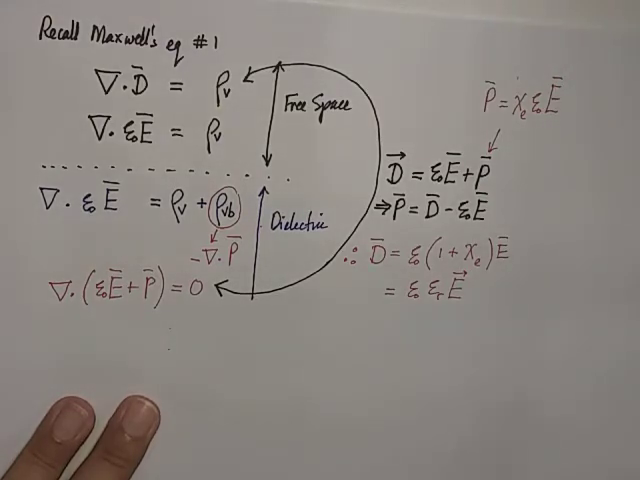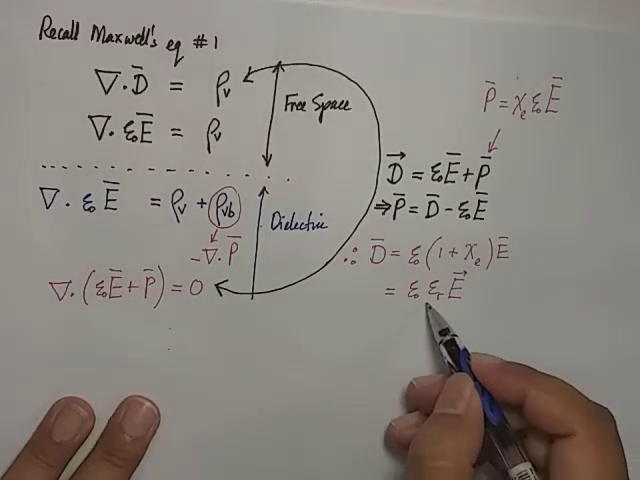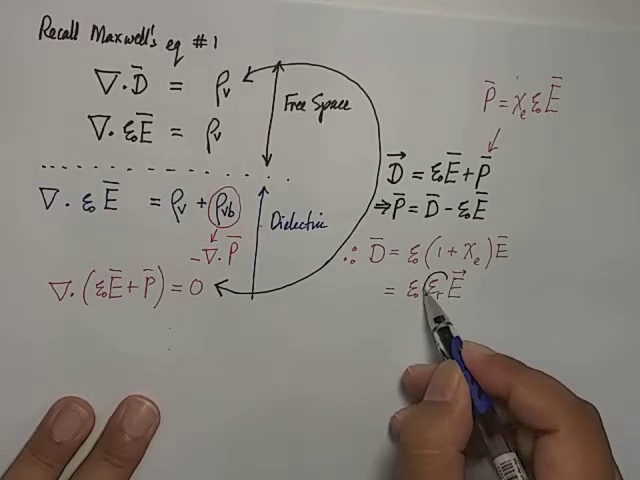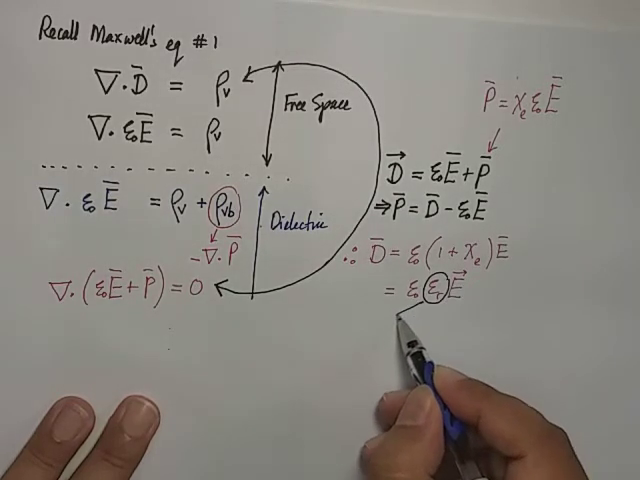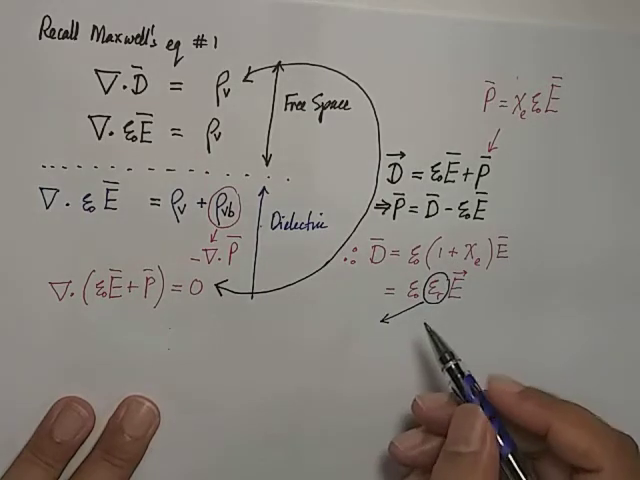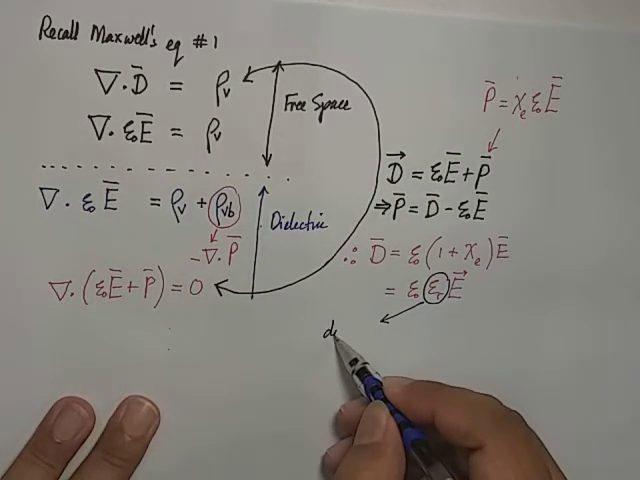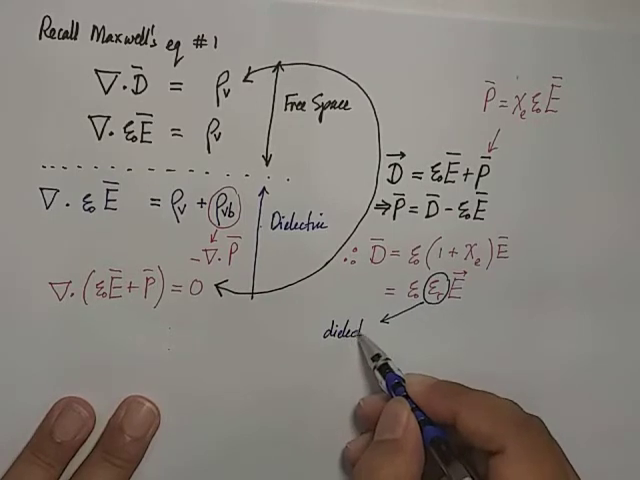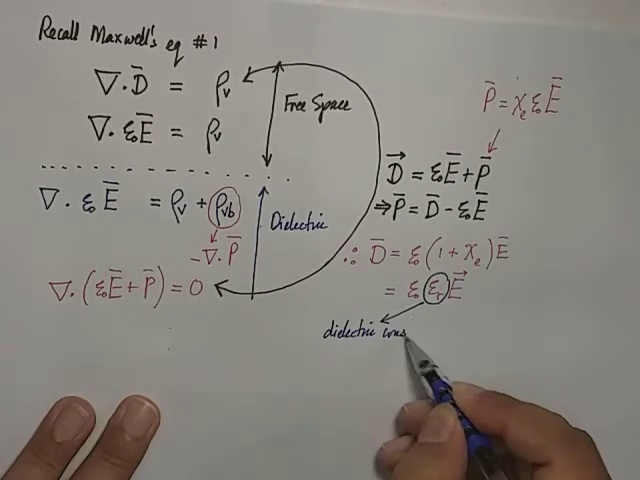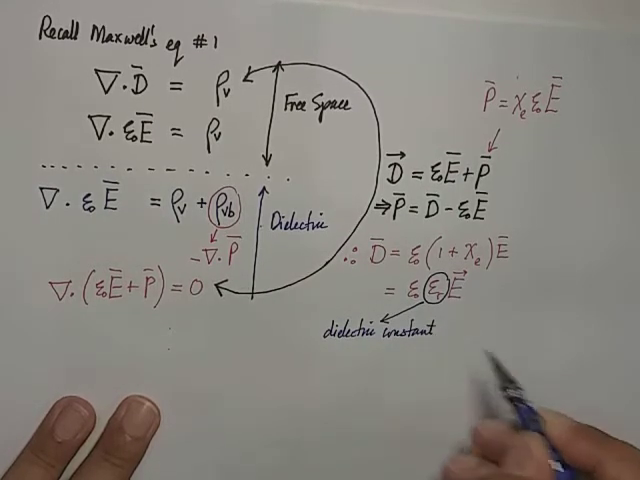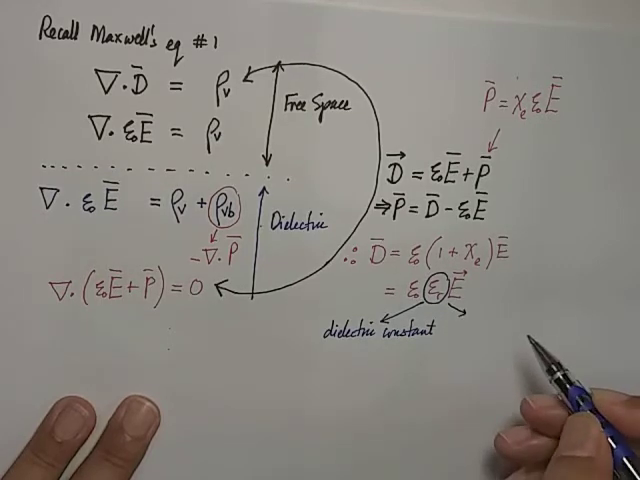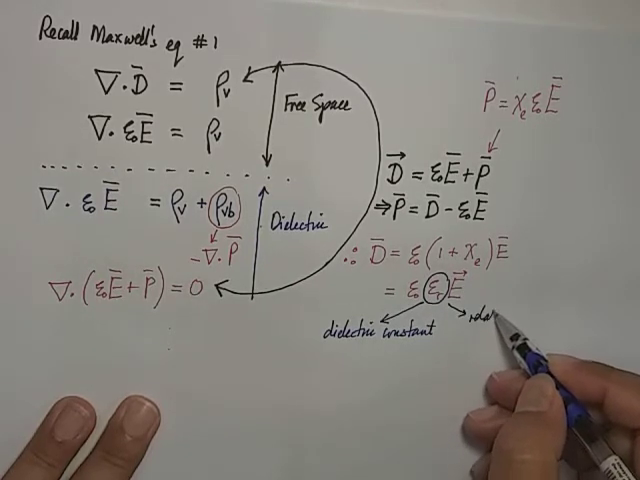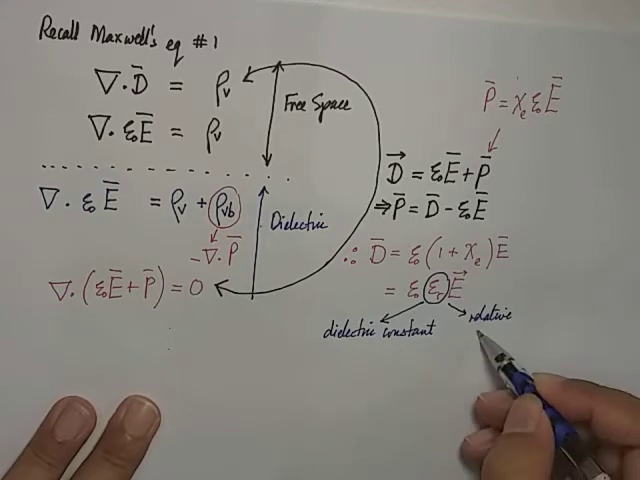So this should be a standard formula, and the name given to this new constant, we're going to call it the dielectric constant. Dielectric constant, or sometimes we also call it relative permittivity. There are two names to it.